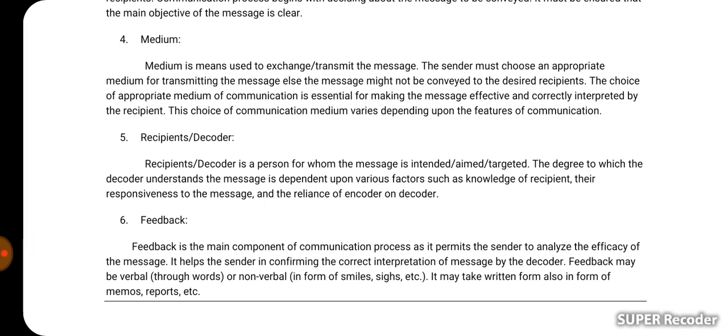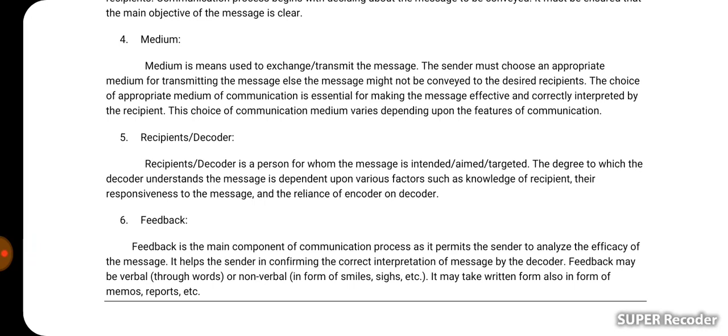This choice of communication medium varies depending upon the features of communication. So, the sender must use either a verbal or a non-verbal medium of communication, and this becomes the feature of communication, what he chooses to deliver the message through.